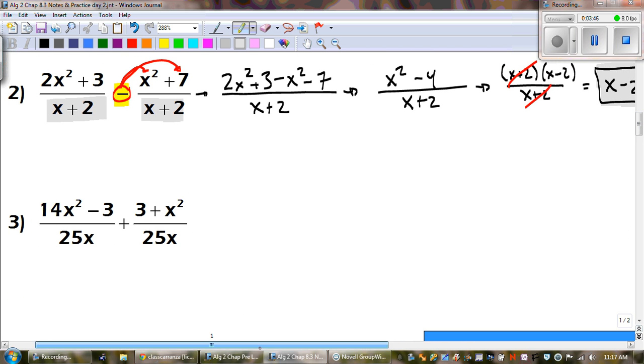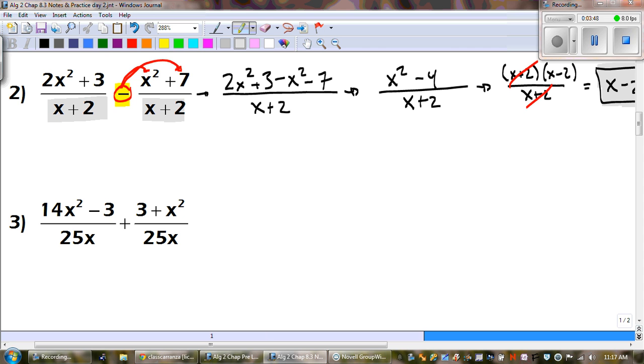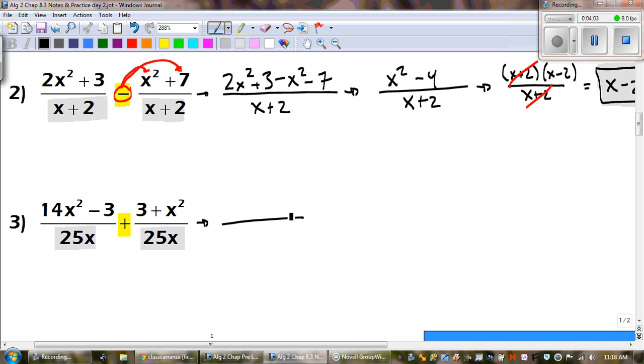All right, number 3. I notice that they're common denominators and that it's adding. Why don't you guys see if you can do the first step and combine your like terms? Okay, go ahead and pause the video and good luck.